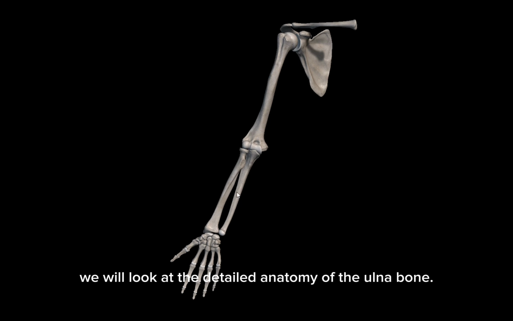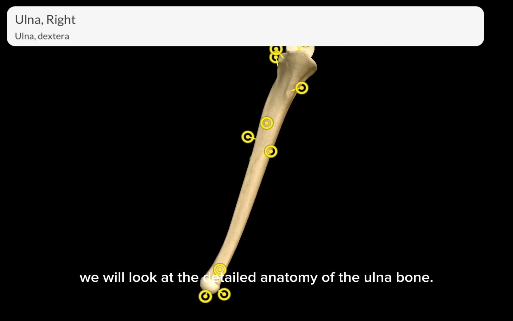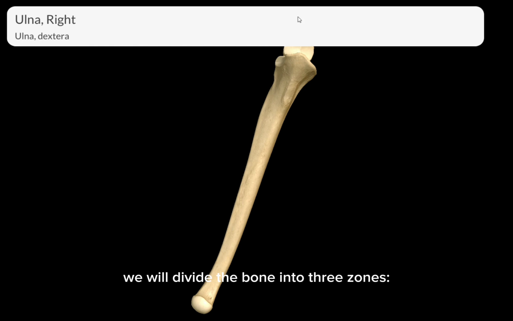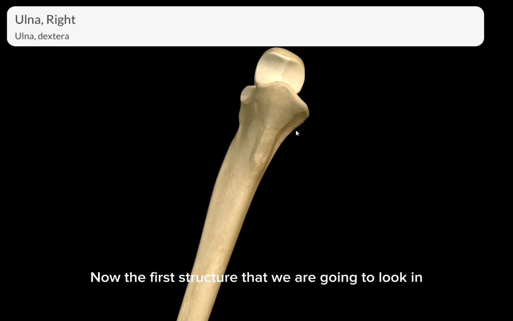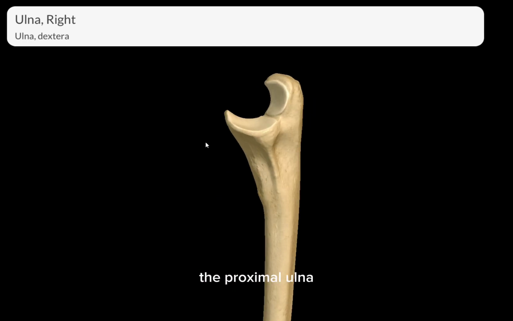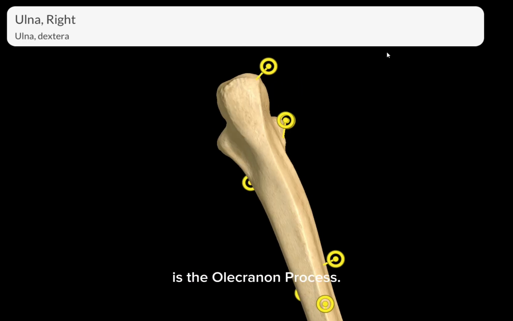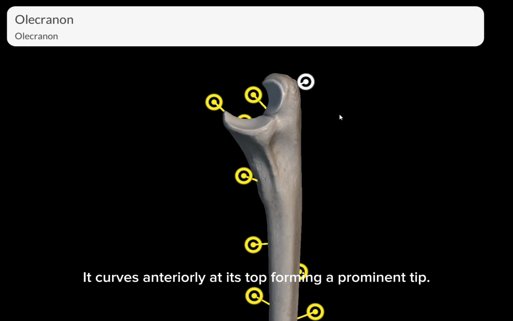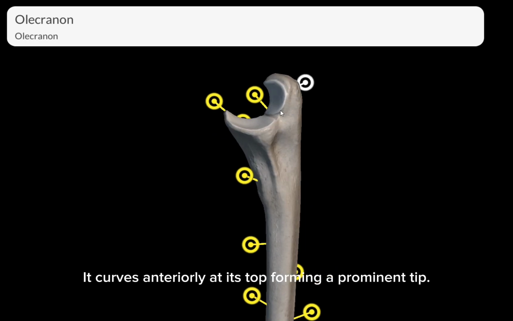Now we will look at the detailed anatomy of the ulna bone. For our easy understanding, we will divide the bone into three zones: the proximal ulna, the shaft of the ulna, and the distal ulna. Now the first structure that we are going to look at in the proximal ulna is the olecranon process. The olecranon is a large superior projection on the proximal part of the ulna. It curves anteriorly at its top, forming a prominent tip.